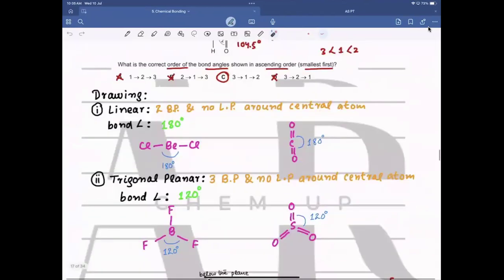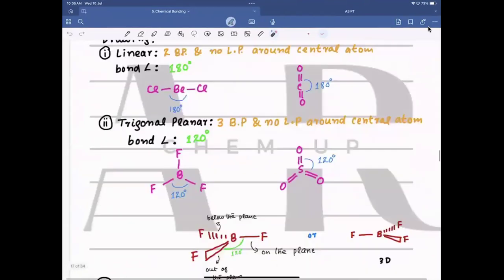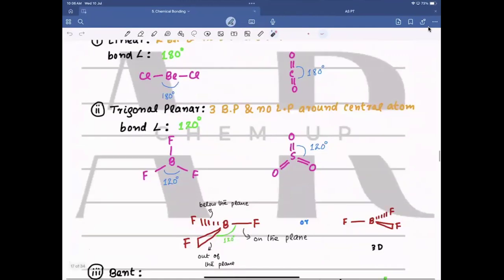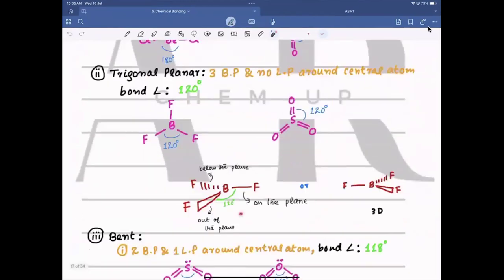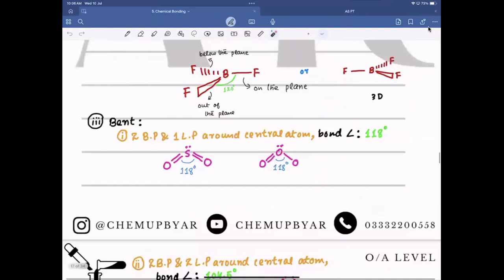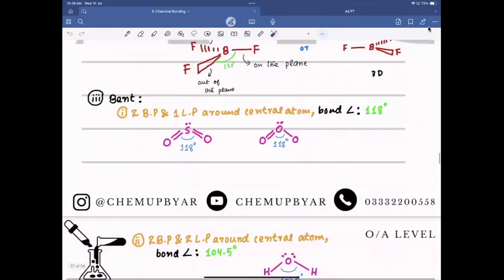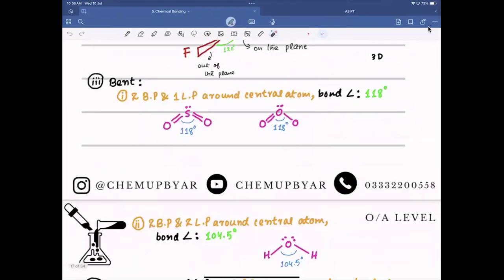Now, here we have diagrams of the different shapes. Like if it is linear, you can make it either horizontal like this or vertical like this. Whenever you have to draw the trigonal planar, you can draw it in this manner or in this manner. Both are considered correct, okay? Then bend can be drawn this way. Both the bends can be drawn this way only, but the only difference is the bond angle.